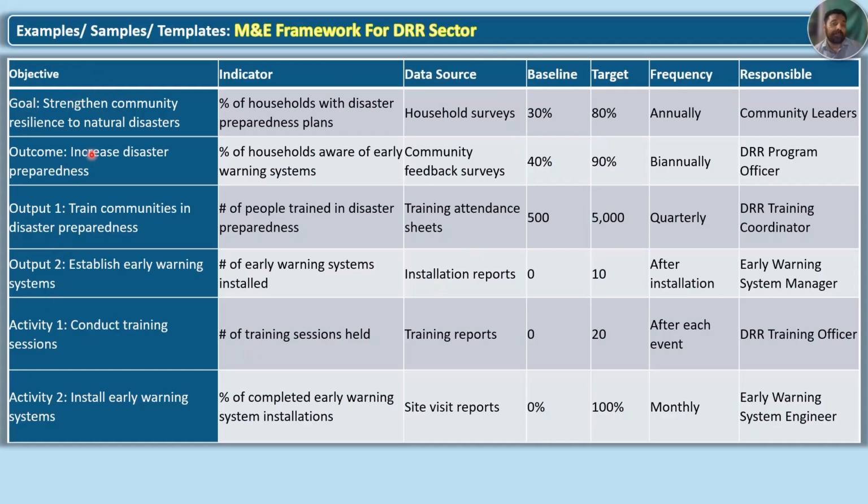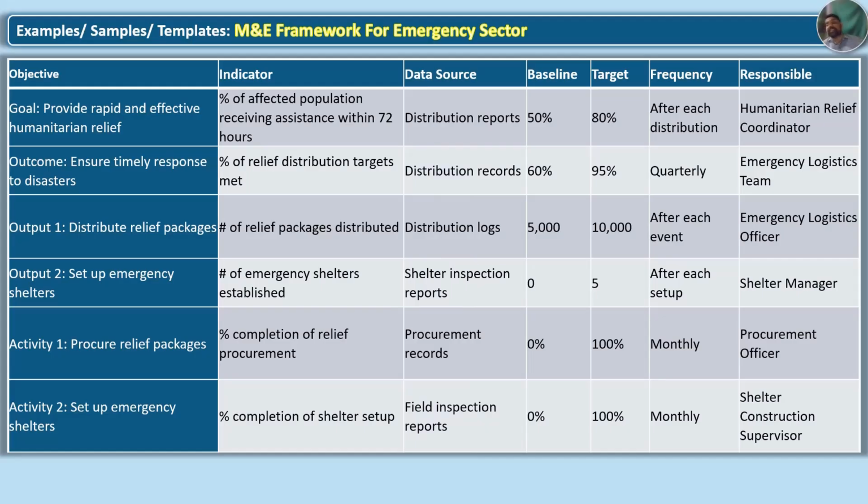Here is an example for the DRR sector. Different level statements, indicator, data source, baseline, target, frequency, and responsible. Here is an example for the emergency sector. This is the goal. Here is the indicator, then the data source, baseline, target, and frequency and responsible person.